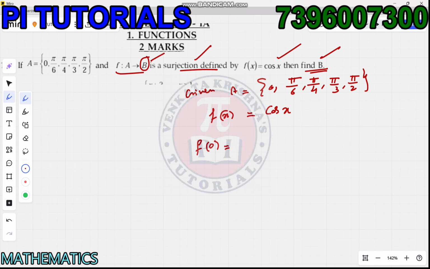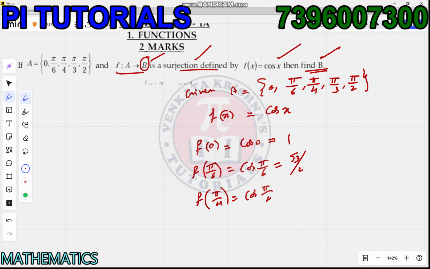So range means f of 0 is equal to cos 0 is equal to 1. So f of pi by 6 is equal to cos pi by 6 is equal to root 3 by 2. So f of pi by 4 is equal to cos pi by 4 is equal to 1 by root 2. So f of pi by 3 means cos pi by 3, cos 60 is 1 by 2.